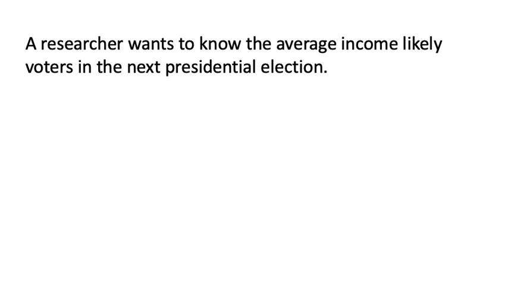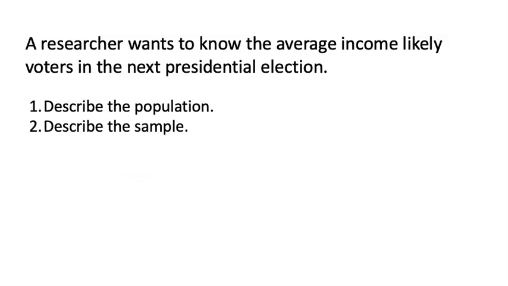Okay, let's take a look at another experiment and talk about some of these terms in this context. So a researcher wants to know the average income for likely voters in the next presidential election. So what's our population? Our population is all likely voters. So that's everybody we want to study, all likely voters in the next presidential election. Is that well defined? Something to think about.